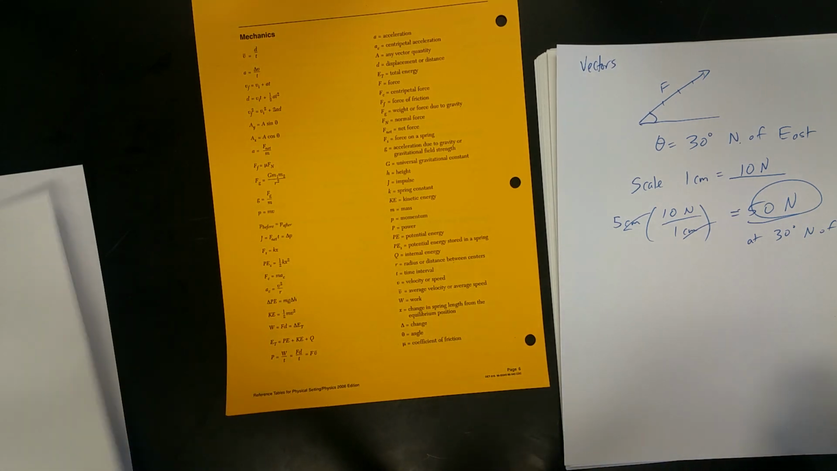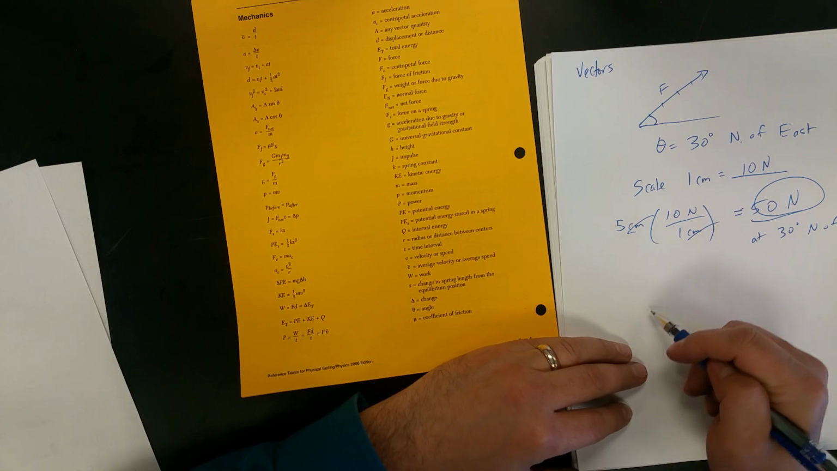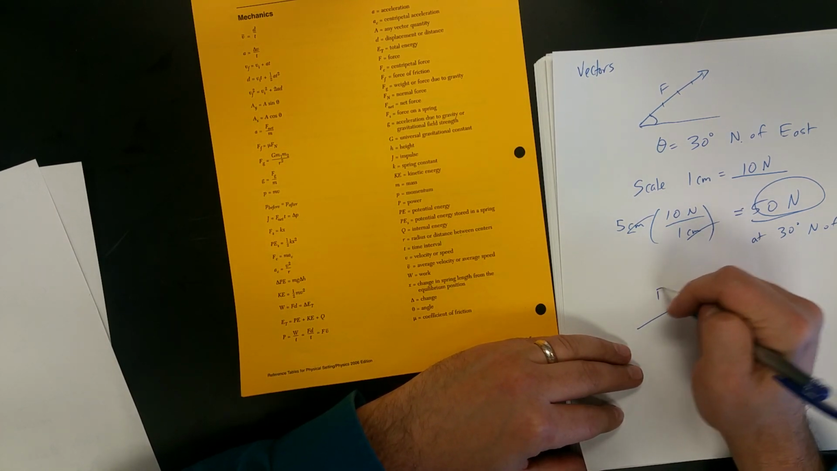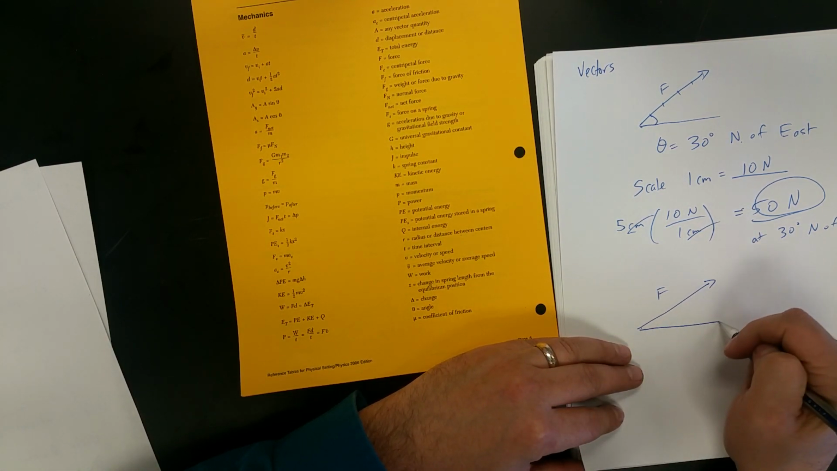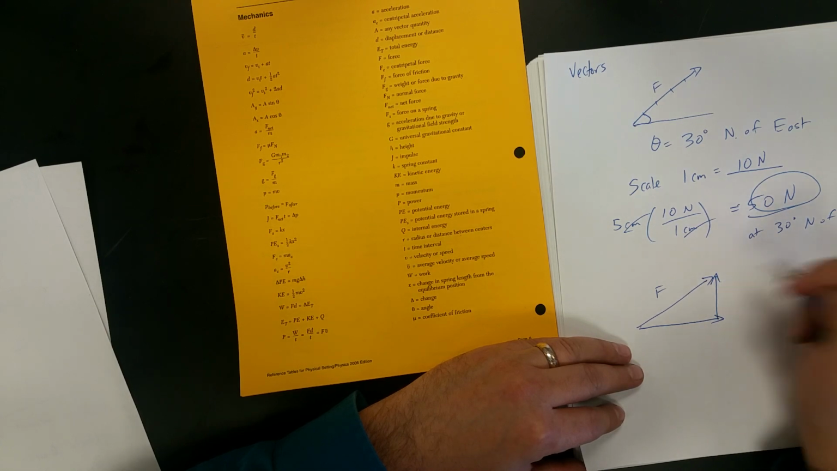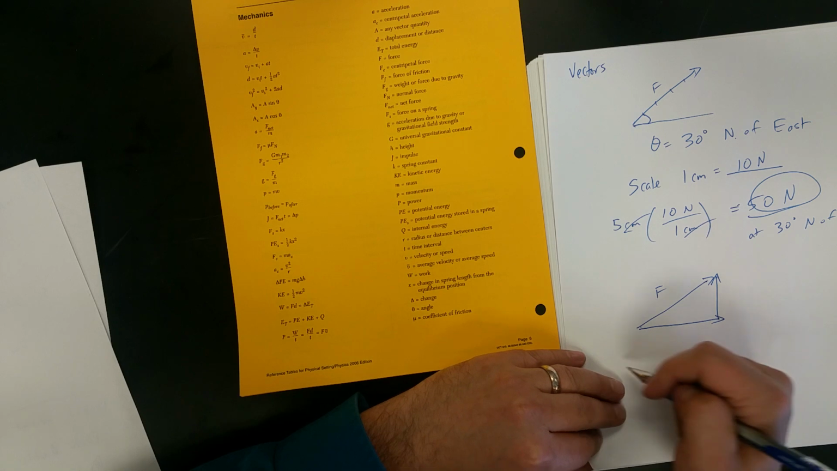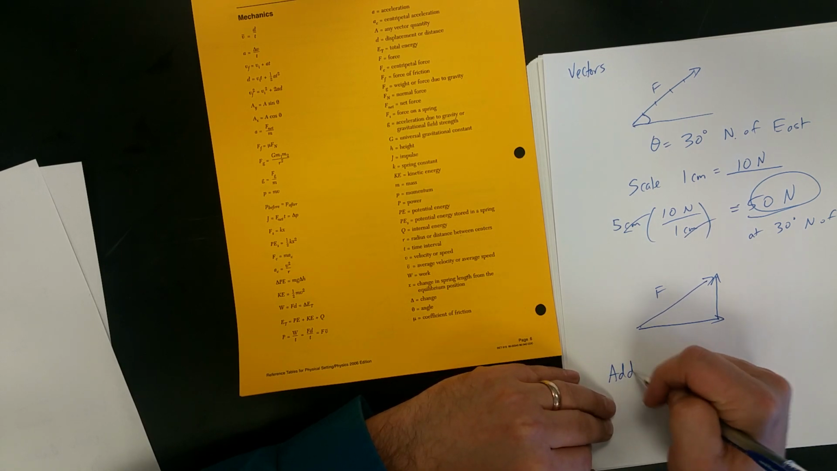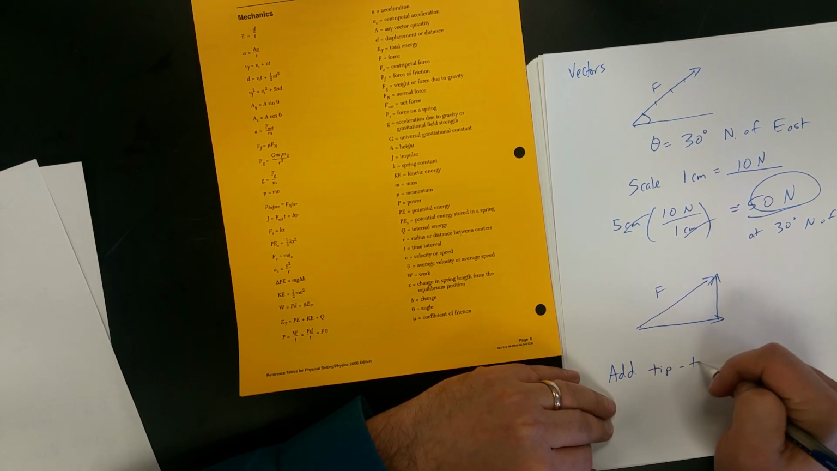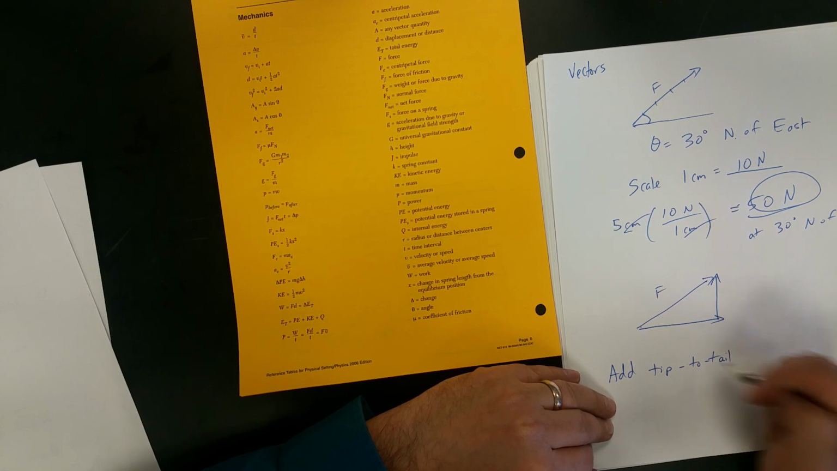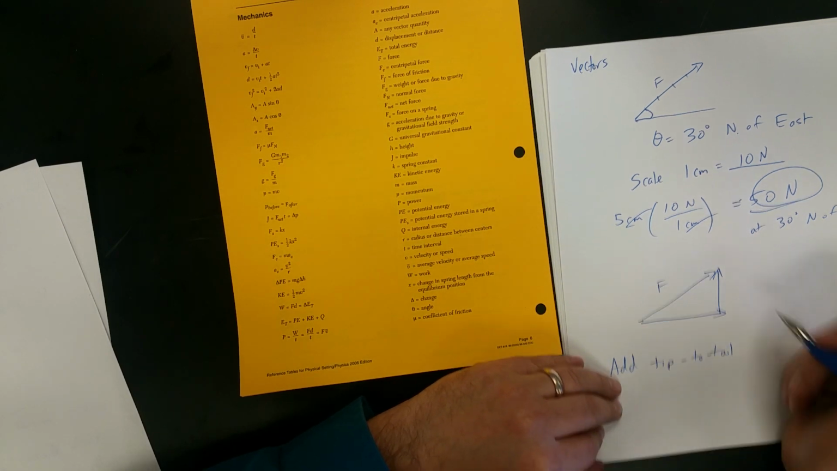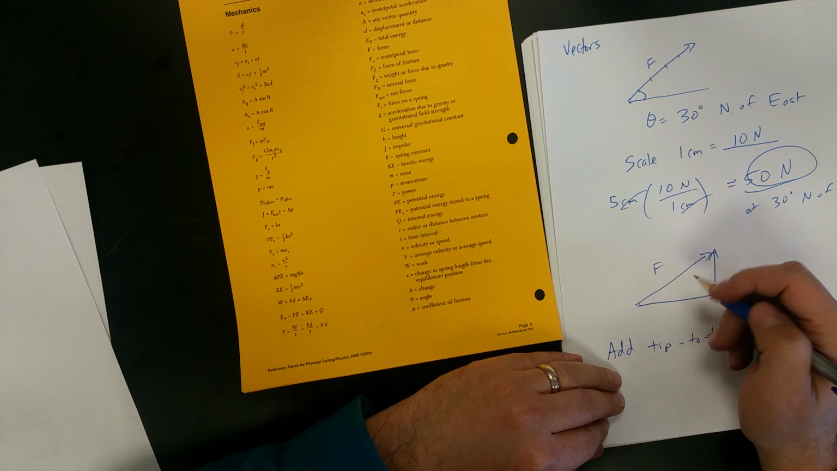Now, we will sometimes look for vector components. So let's say this is your force vector. Well, we could express this vector in terms of a combination of other vectors. And we know using vector addition, we're going to add tip to tail. You really need to know this. You're going to see it. I promise you, you're going to see it at some point.